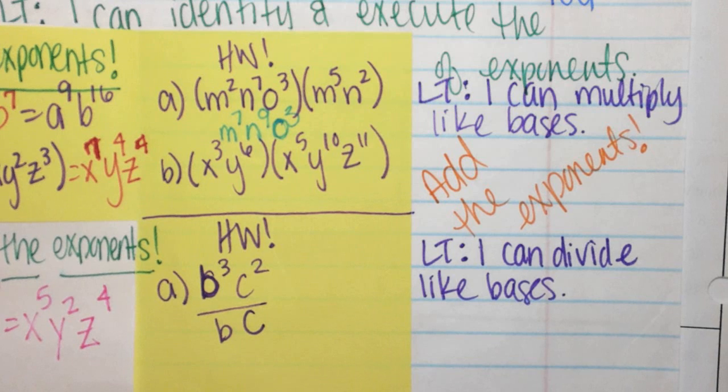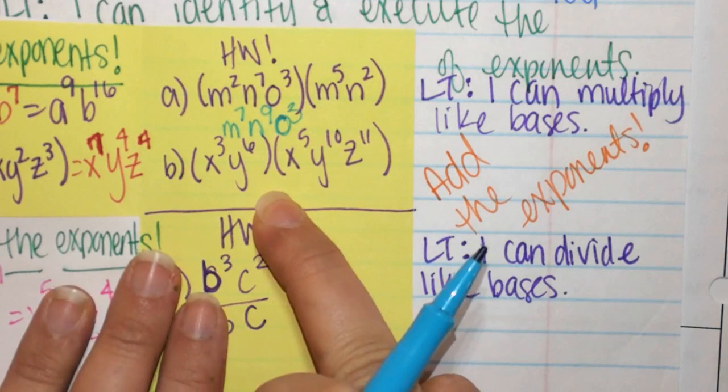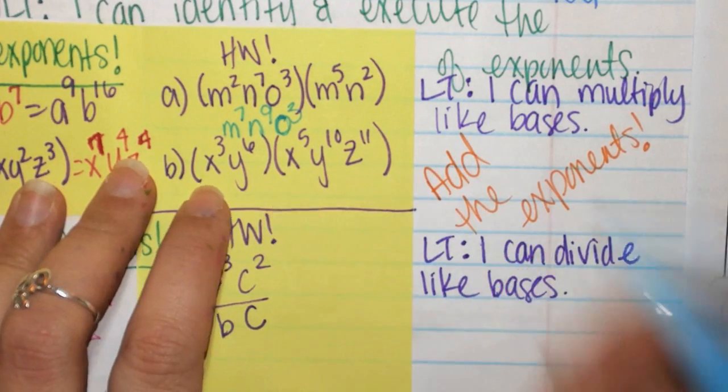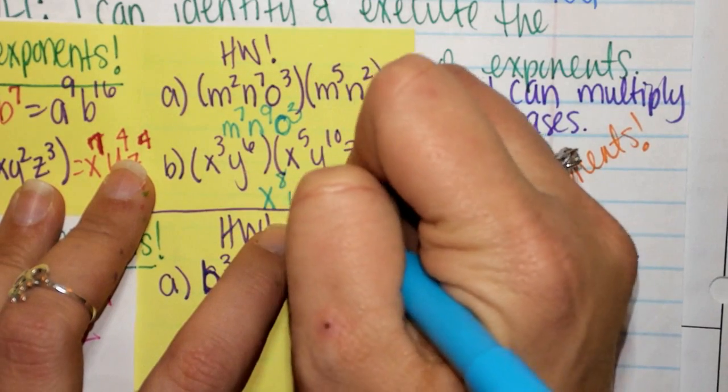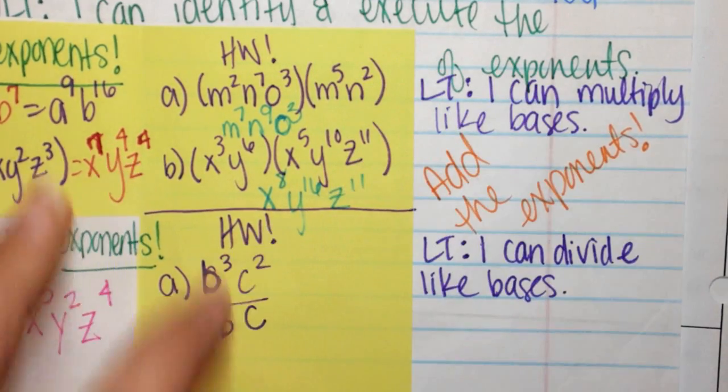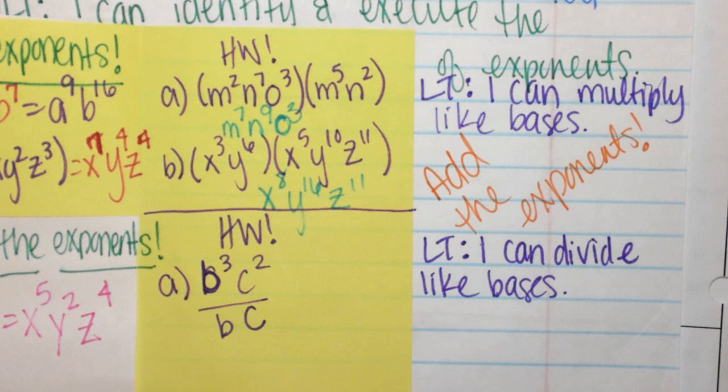What is happening with the line? Hold on. That's 5. There's 5 right there. For B, we should have gotten x to the 8th, y to the 16th, and z to the 11th. Yes, no, maybe. Yes. Woo!